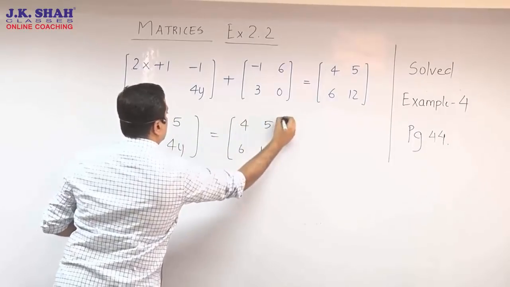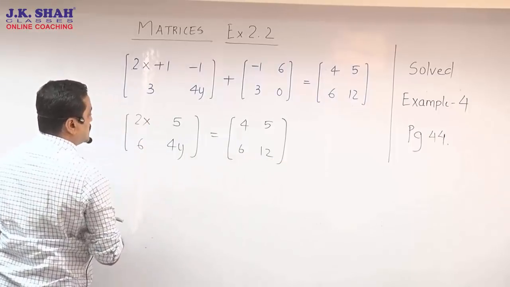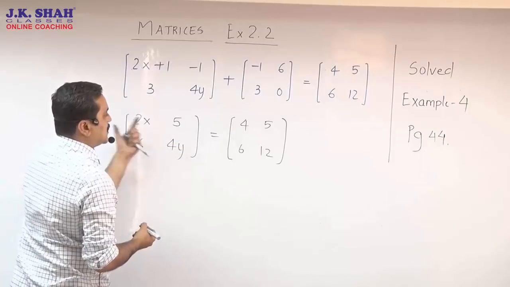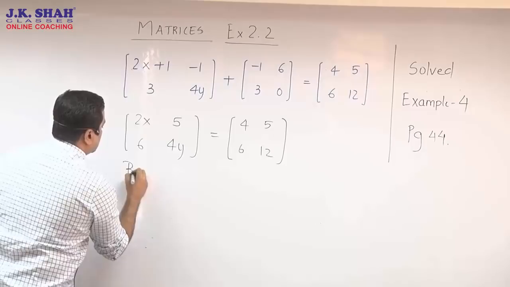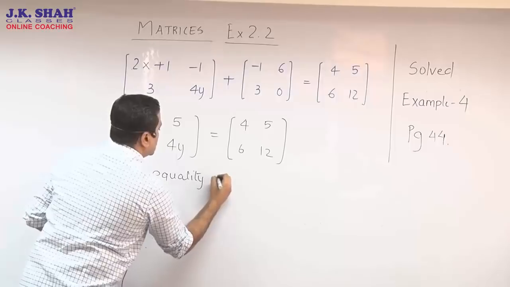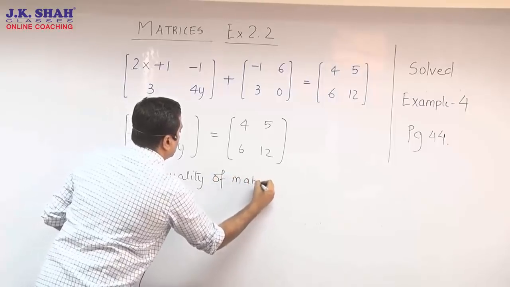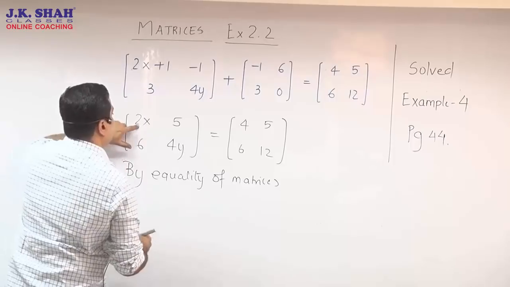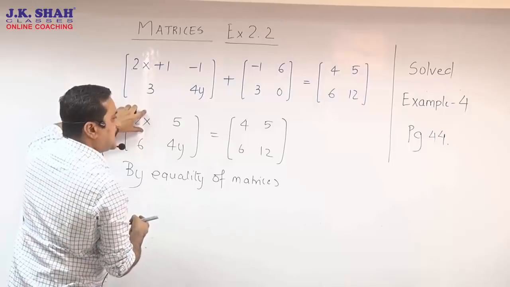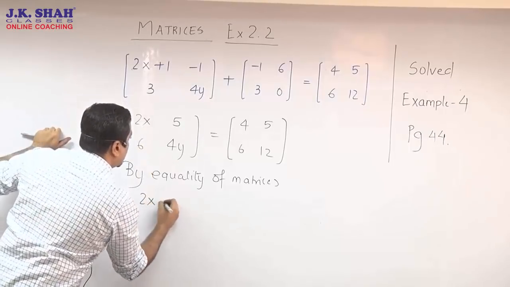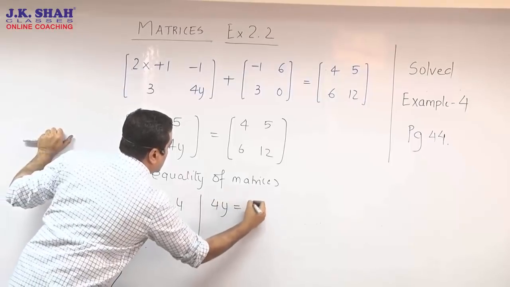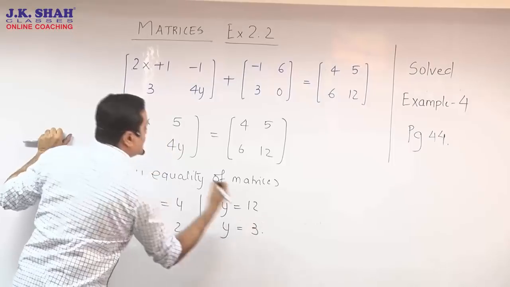Now 5, 5 gives me a confirmation, 6, 6 gives me a confirmation. Now since the two matrices are equal, just a minute ago I had shown you that if the matrices are equal, you can equate the corresponding elements. In that case, we write by equality of matrices, equate the corresponding elements. 5 to 5 equate थोड़ी करोगे बेवकूफ थोड़ी, 6 और 6 equate करोगे, जो ढूंढना है वो equate करेंगे. So 2x is 4, that gives me x is 2, and 4y is 12, that gives me y is 3.